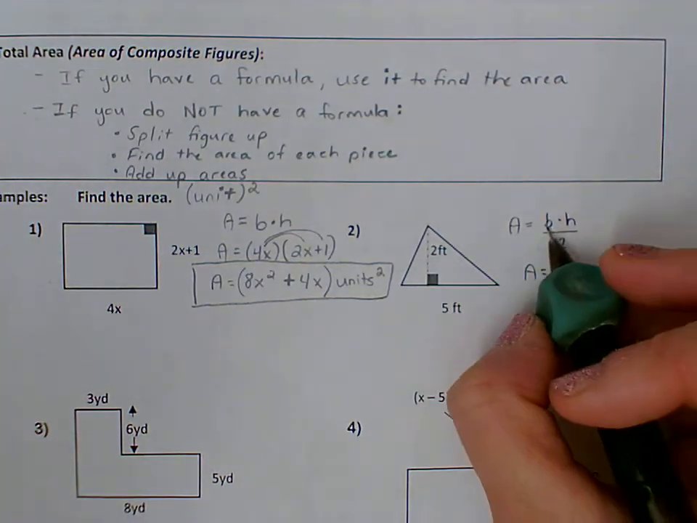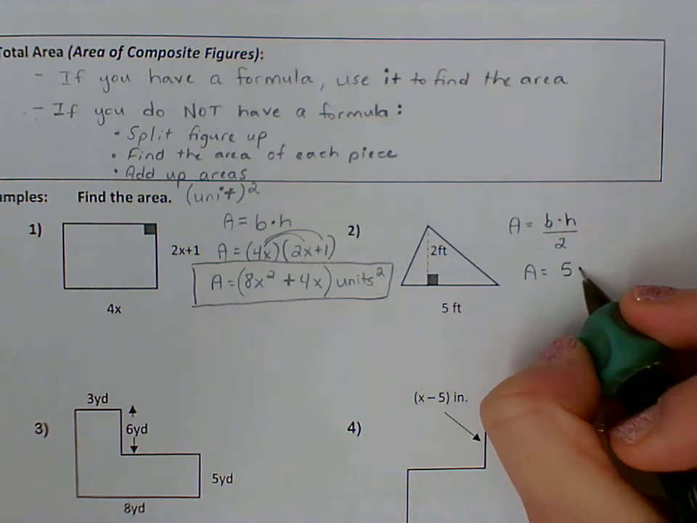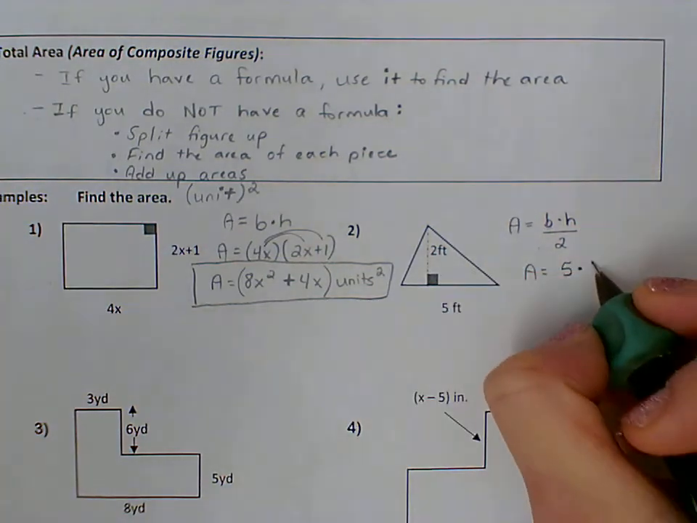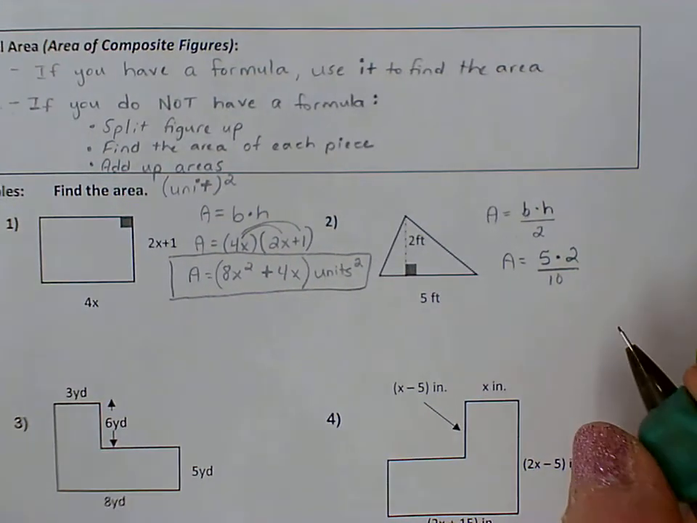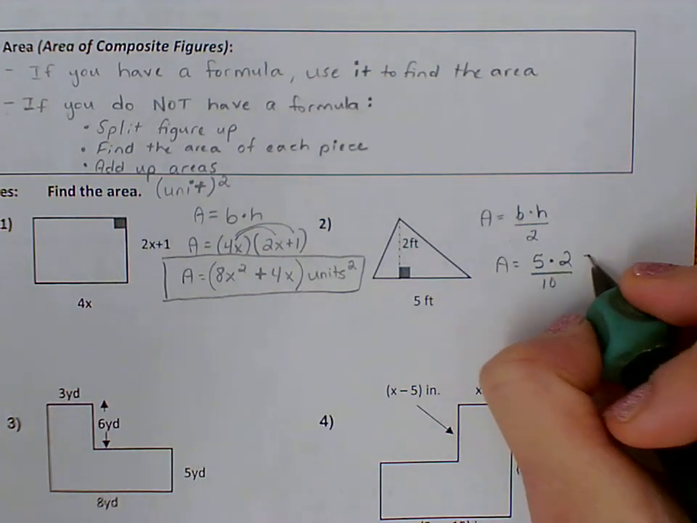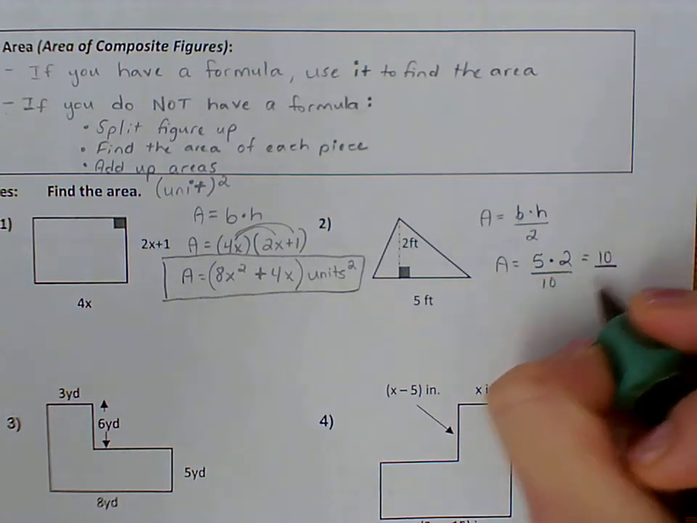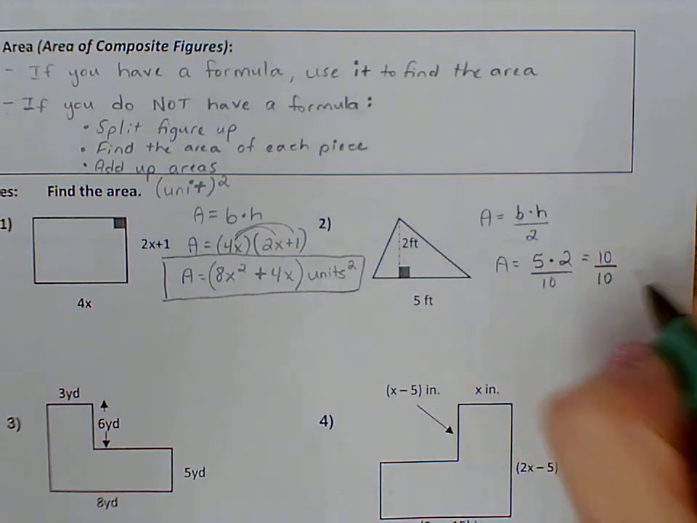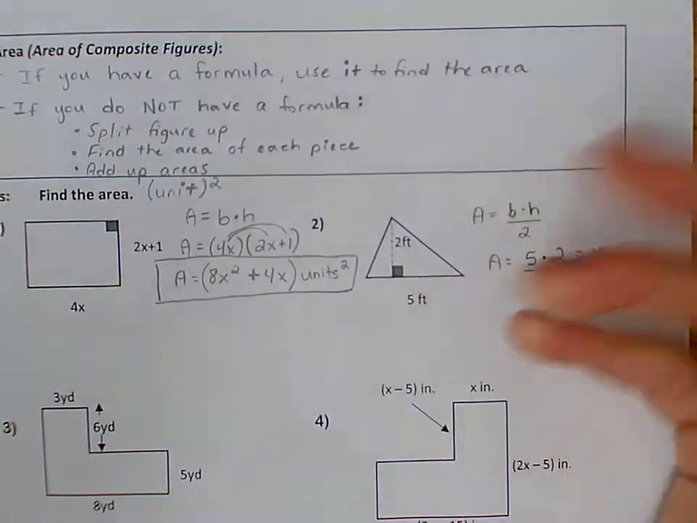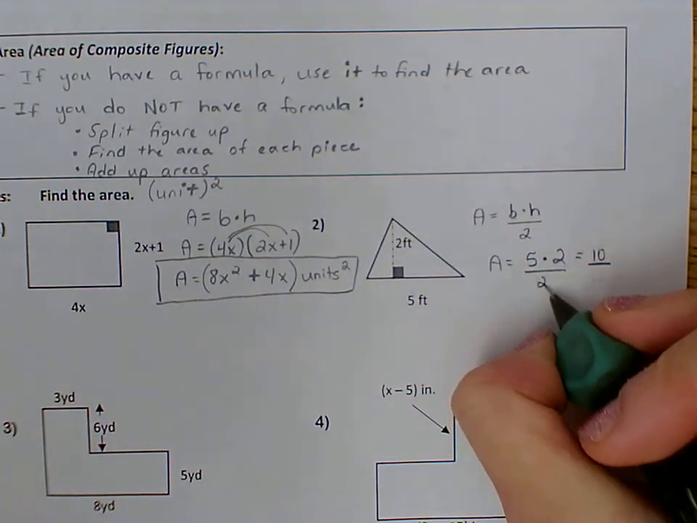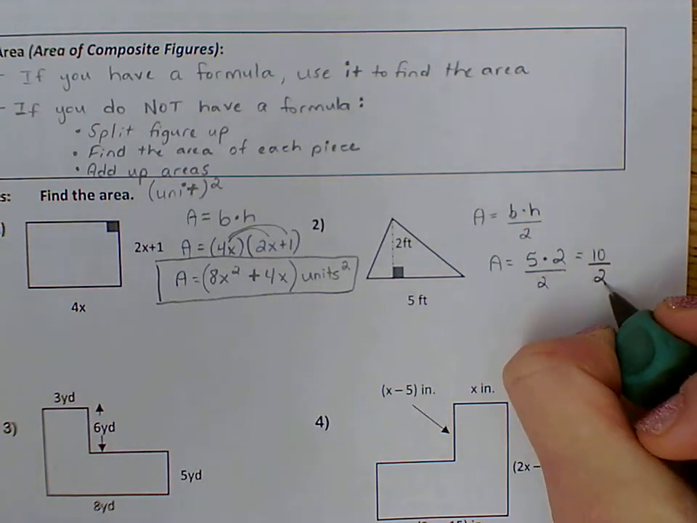So plug it in. Base is 5 times the height is 2. And then I divide by 2. And then I just have to simplify. So 5 times 2 is 10. And then it'd be over, well, I don't know where that 10 came from. I'm sorry. It'd be over 2, not 10. I think I was thinking of the answer, okay?